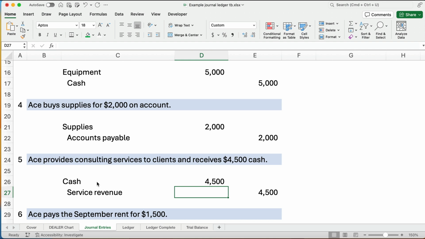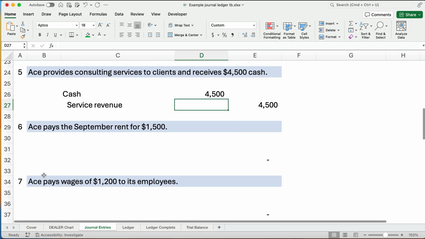Now the other type of transaction would be if we provide service and send them a bill, then instead of cash, we would have accounts receivable, the right to receive cash. We'll see one in a minute.